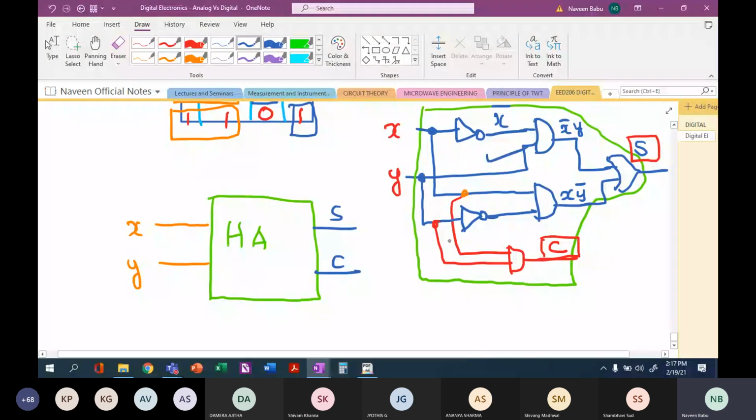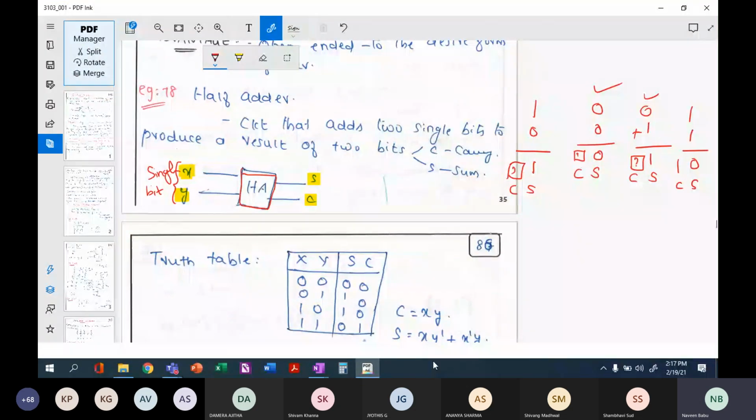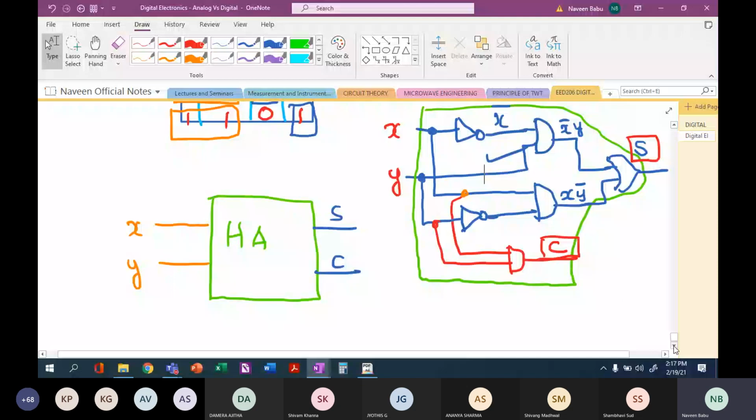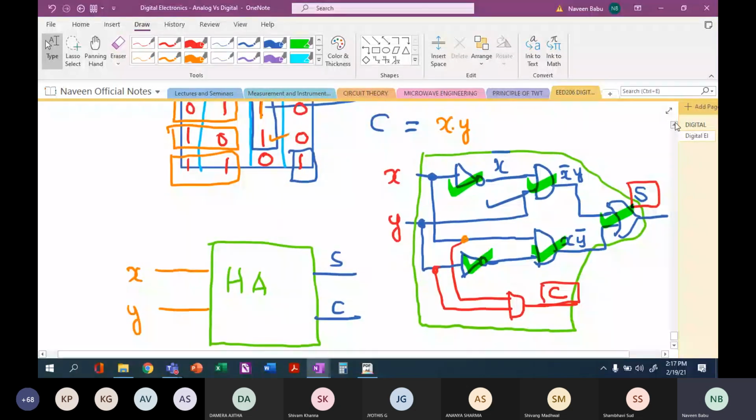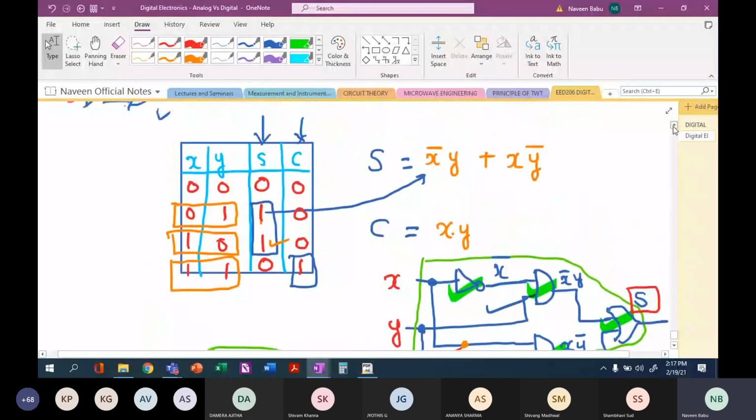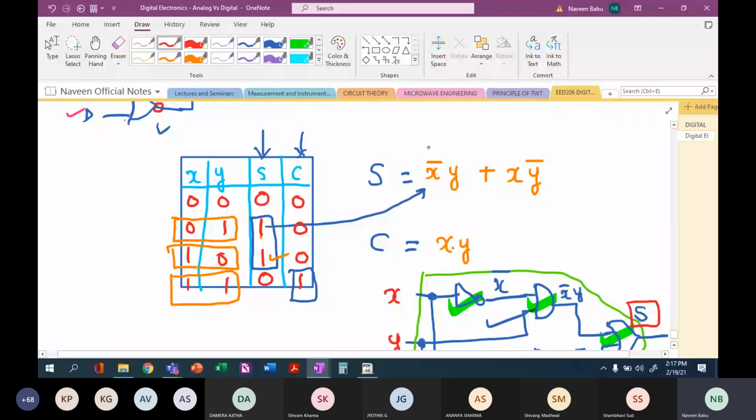Now, instead of having this complicated circuit, look at this combination. A NOT gate, an AND gate, a NOT gate, and an AND gate, and an OR gate, right? But we have already seen somewhere that this particular expression here, x bar dot y plus x y bar, you must have seen somewhere, is equivalent to x XOR y.